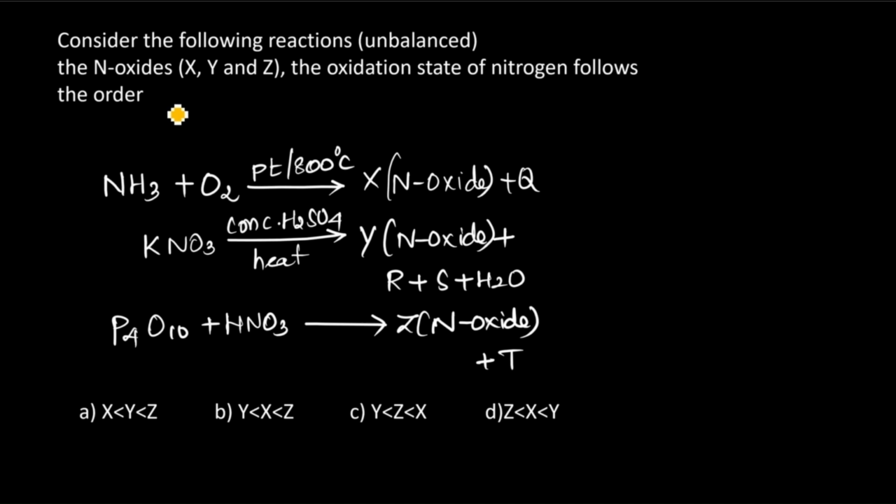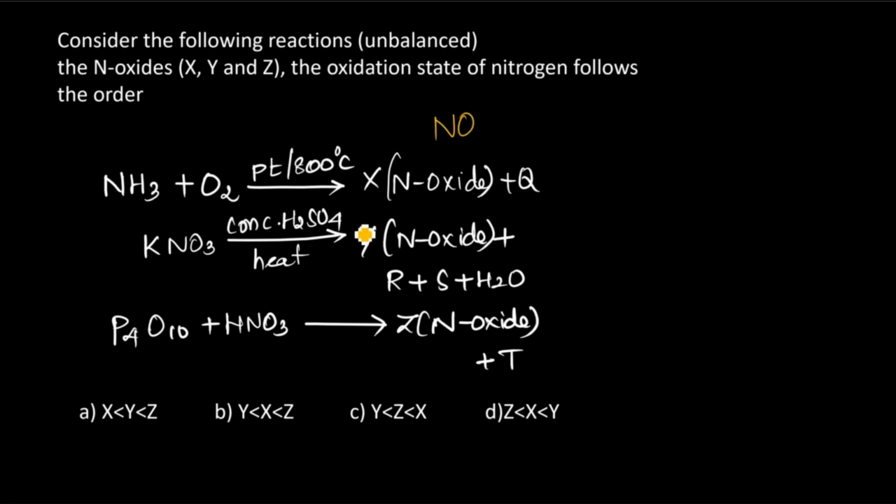Then moving on to the next question. Consider the following reactions. It is unbalanced. Find the oxide and the oxidation state of nitrogen as follows. We are going to put a video on p block elements very soon, but you have to know about the reactions as well. Okay, then only you can solve this type of question. So ammonia with oxygen at 800 degrees Celsius, what will that form? That is important. So it will form NO.